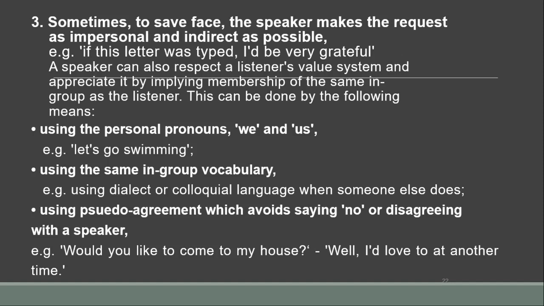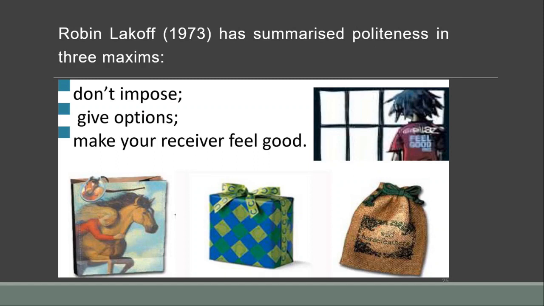Using pseudo agreement, which avoids saying no or disagreeing with the speaker. For example, "Would you like to come to my house?" "Well, I would love to at another time." Now, when you say would you like, people will not answer you no. Their reply will be polite because you are being polite with them in your language.